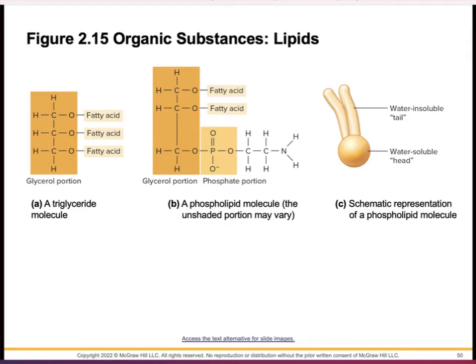And then C is just a schematic representation of a phospholipid molecule that shows your water-soluble head, okay, your hydrophilic head, and your hydrophobic or water-insoluble tail. Okay, this is a phospholipid molecule. And as we go through the chapters, you're going to see us talk about the cell membrane and how these are arranged in order to keep things in or out of the cell. Okay, you have a water-loving head with a water-fearing or disliking tail.